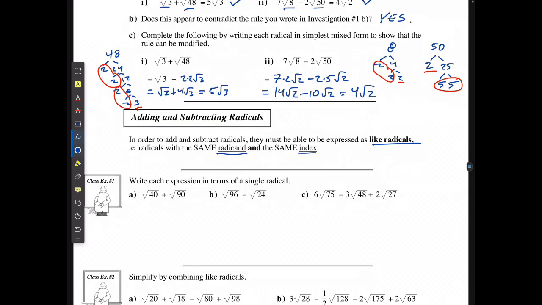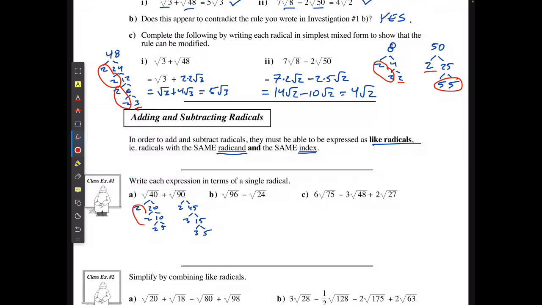So, for example 1, I'm going to take my 40 and I have to simplify it: 2 and 20, 2 and 10, 2 and 5. Take my 90, I'm going to simplify it: 2 and 45, 3 and 15, 3 and 5.